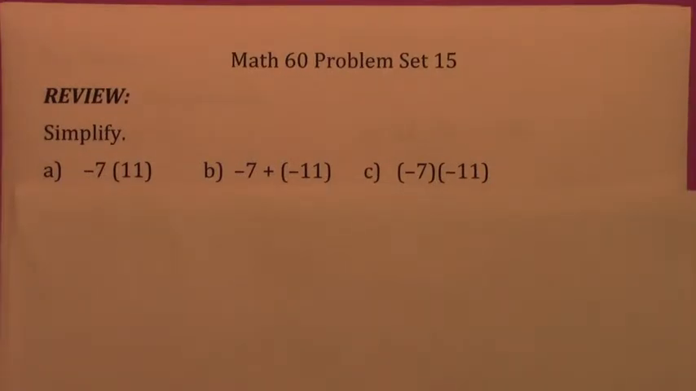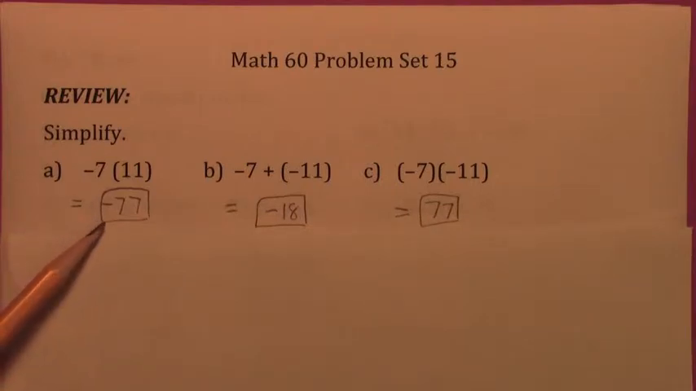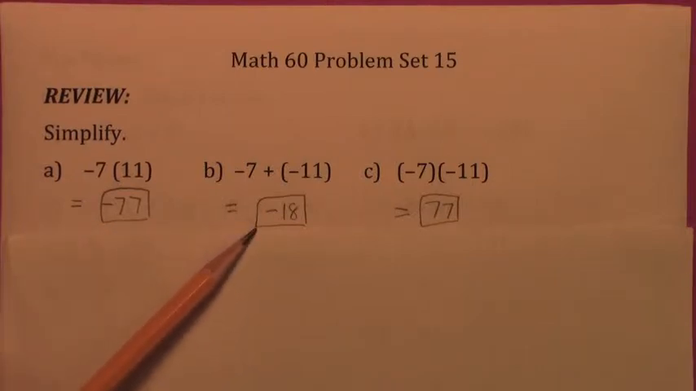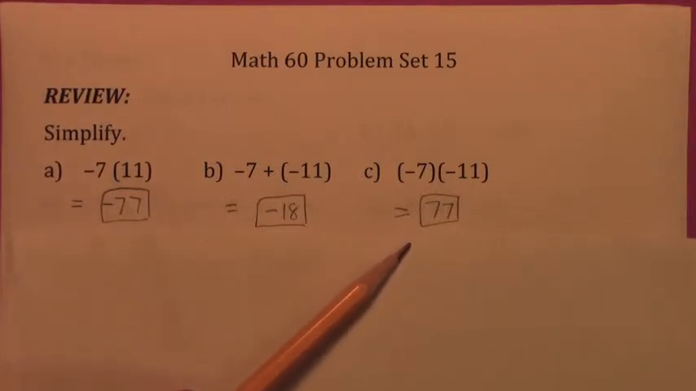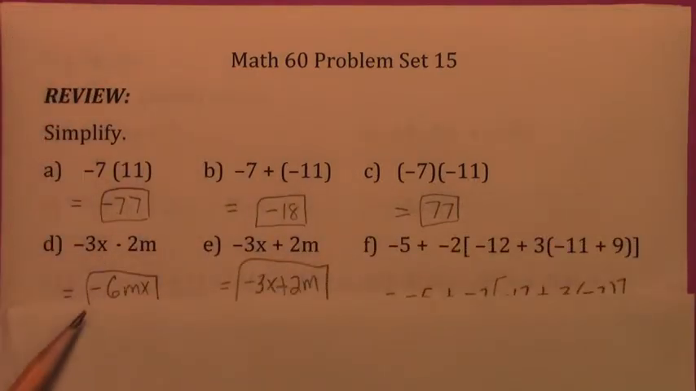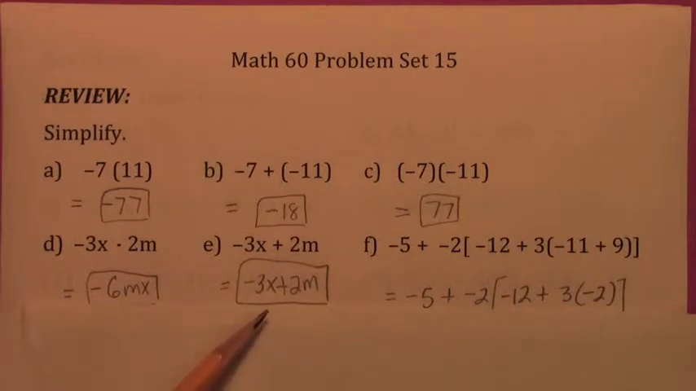Okay, here we go. On the first one, you get negative 7 times 11 is negative 77. The second one you get negative 18. The third one you get positive 77, right? Now the next ones: for D, I get negative 6mx. For E, I get negative 3x plus 2m. You can't do anything more, right? They're not like terms. It's easier to multiply factors than it is to add terms, isn't it? Because to add terms, they have to be like terms.